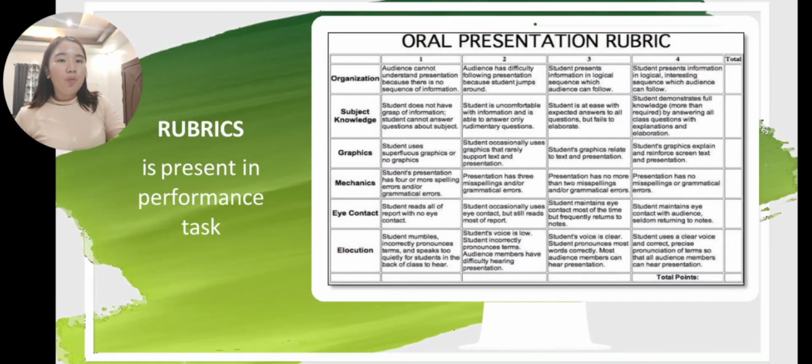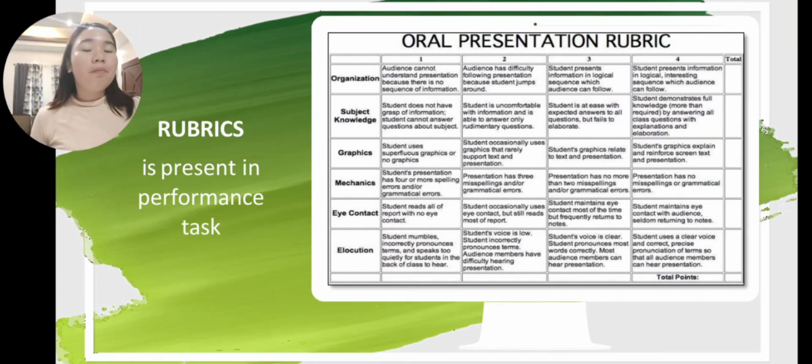So there is a rubrics presented in the performance task.